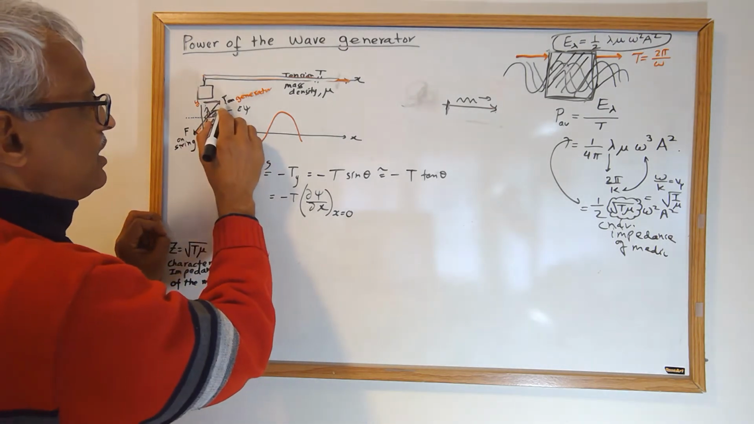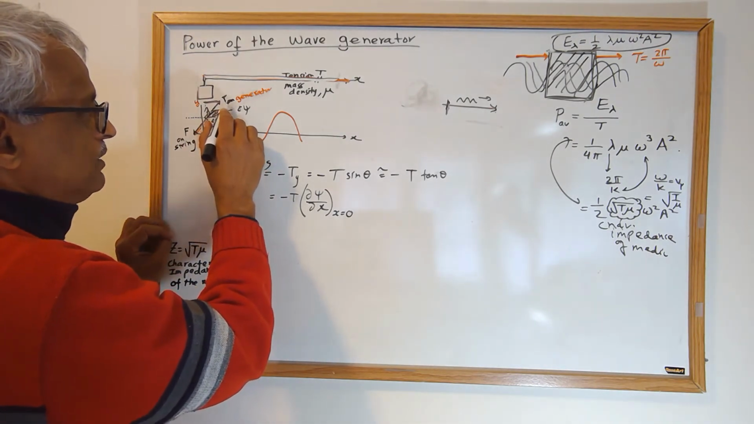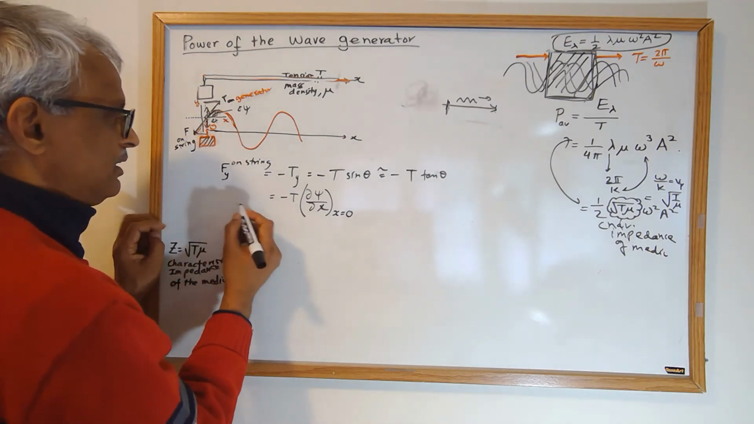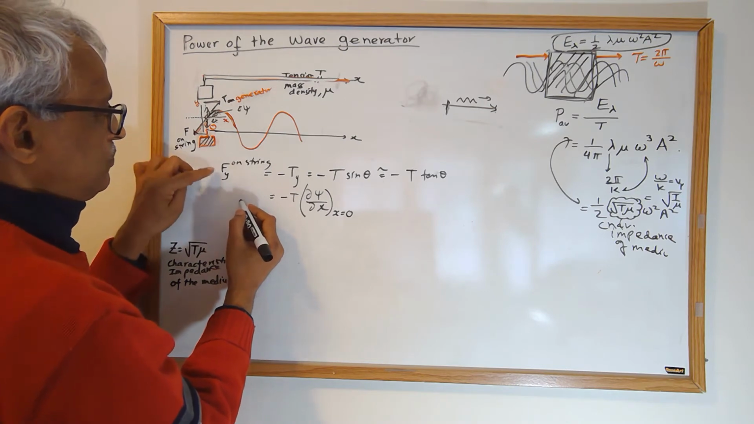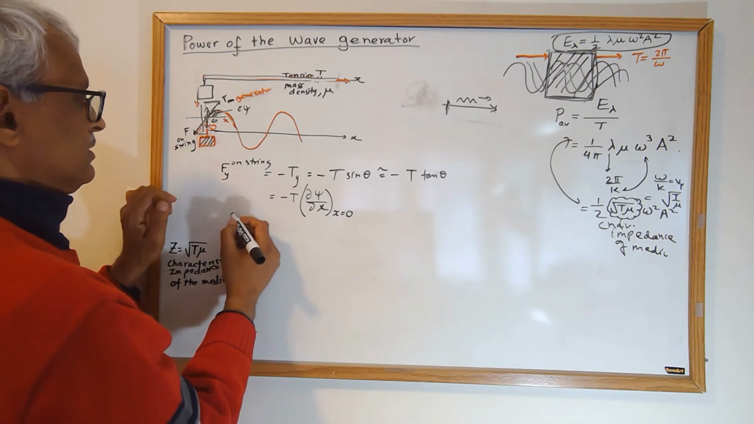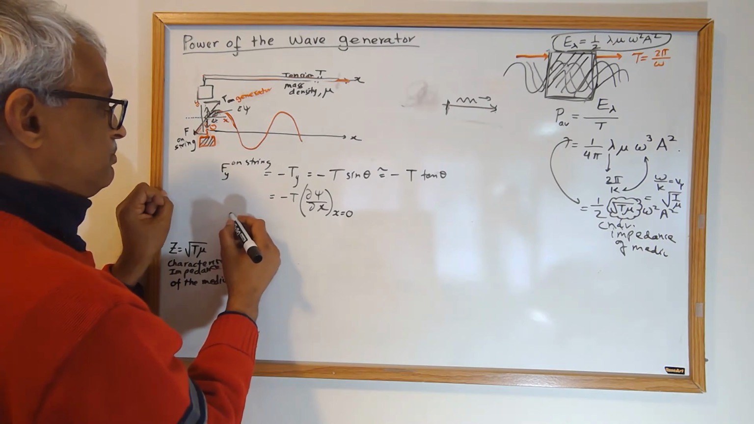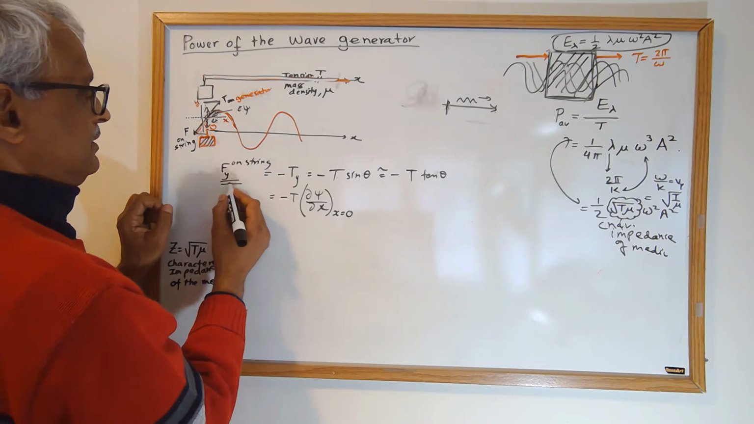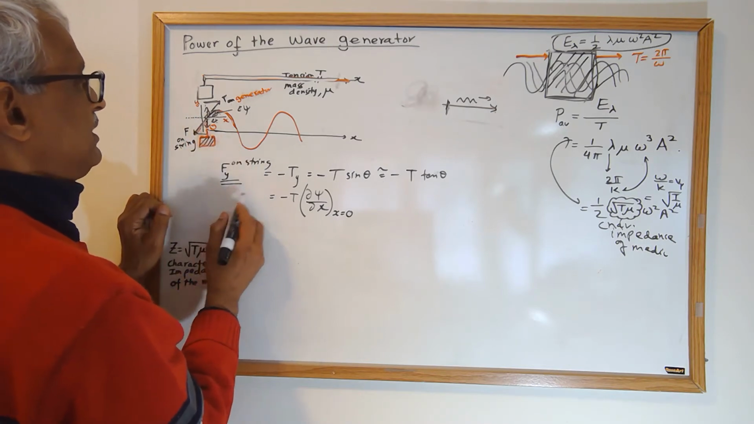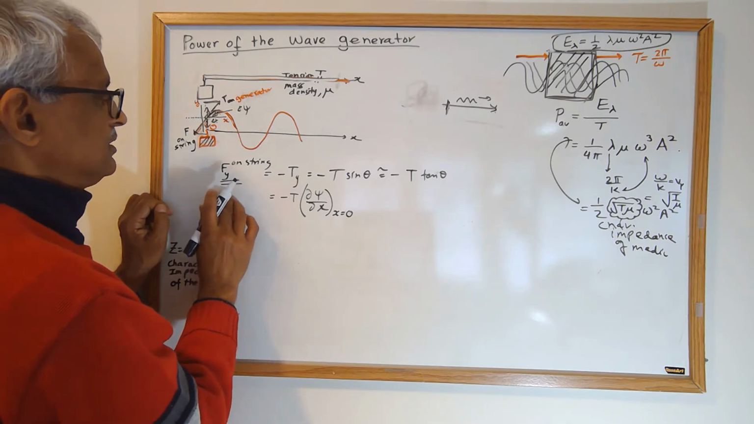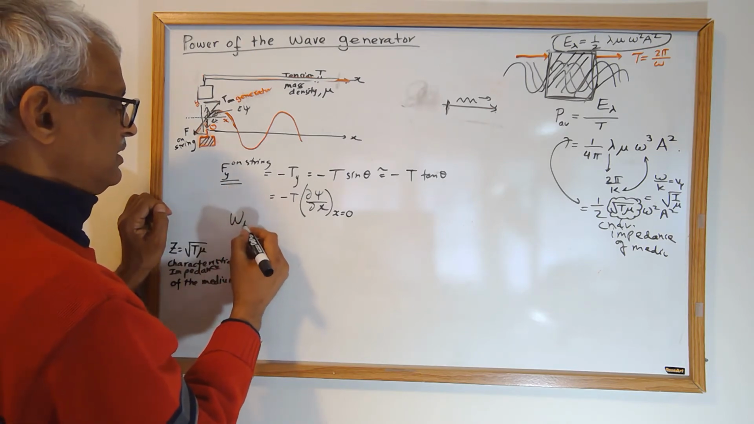But T_y is the force on the generator. So the force on the generator is T_y, this is the force on the string, and so this is the force that the generator is applying on the string. So how much work is it doing? So work by the generator.